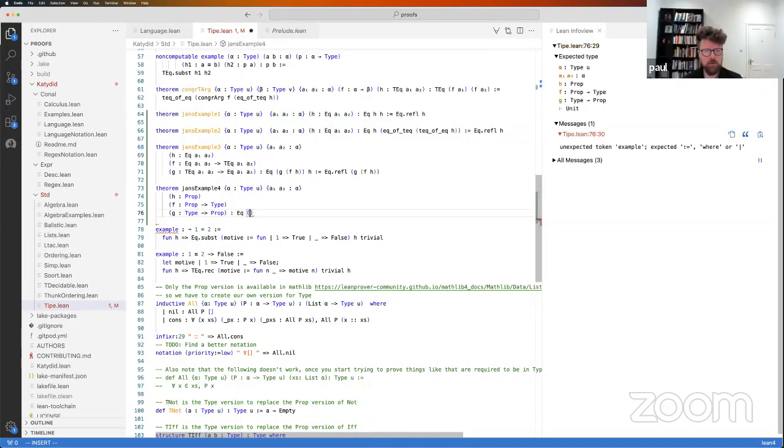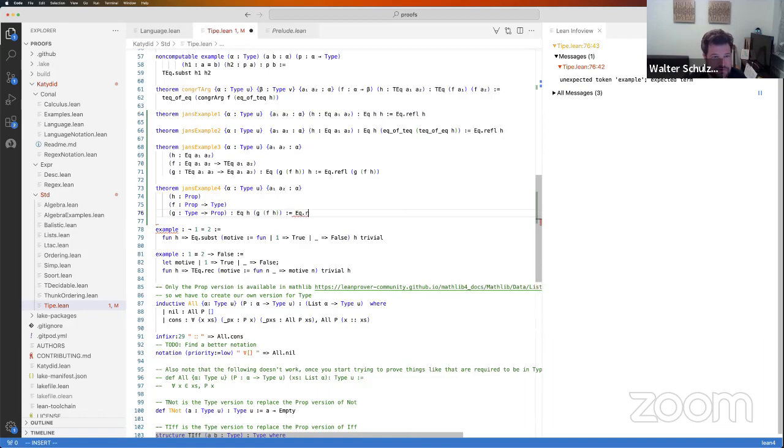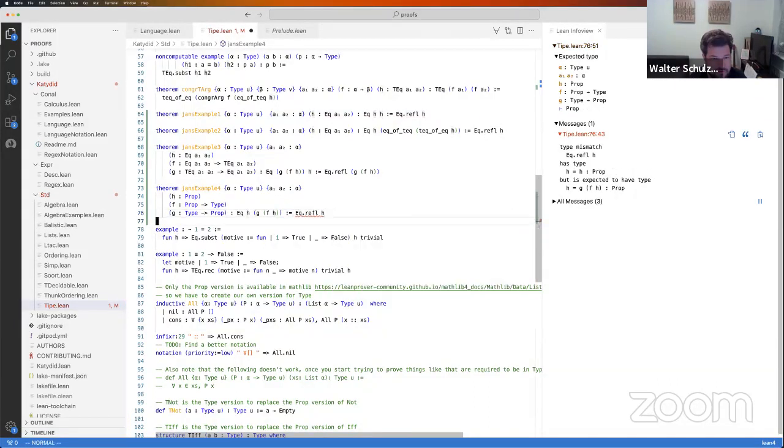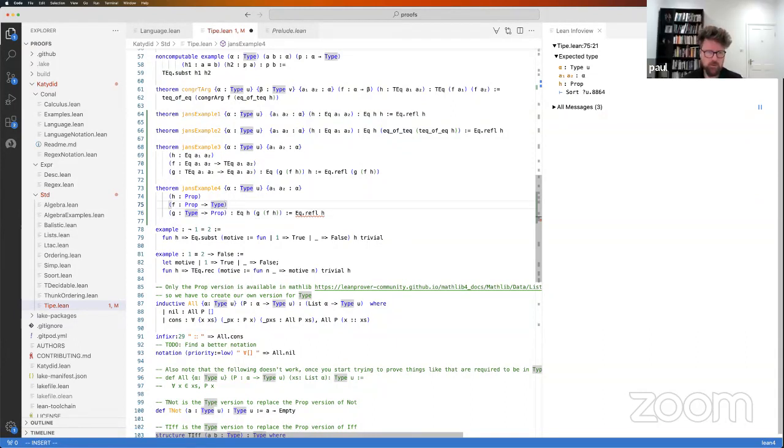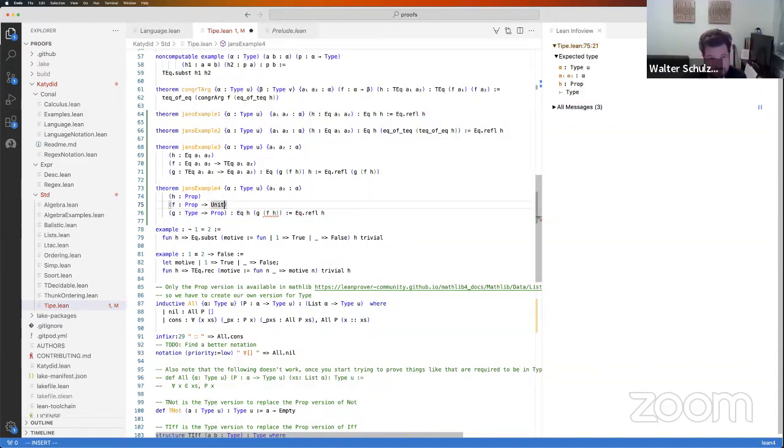Okay. H. G. Yeah. This one surely can't be true. Okay. Yeah. And I don't know, what if you substitute Type by the unit type? Unit type is called Unit? Unit. Yeah.